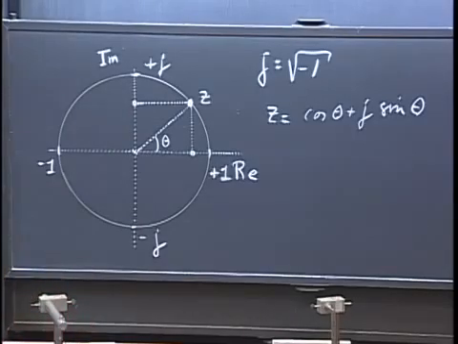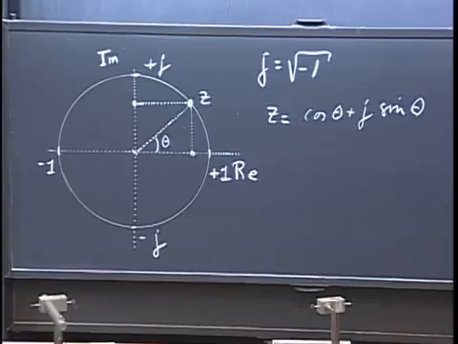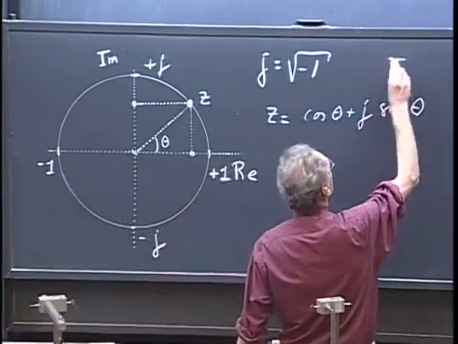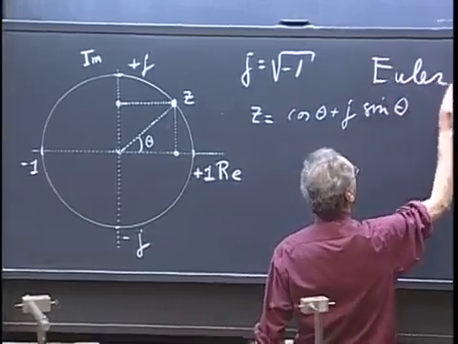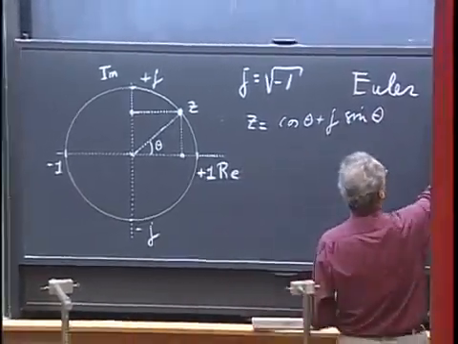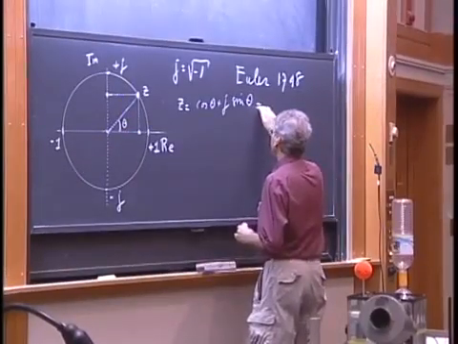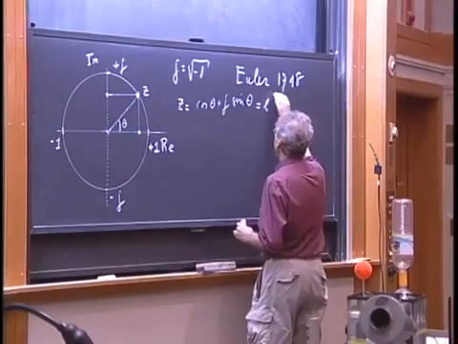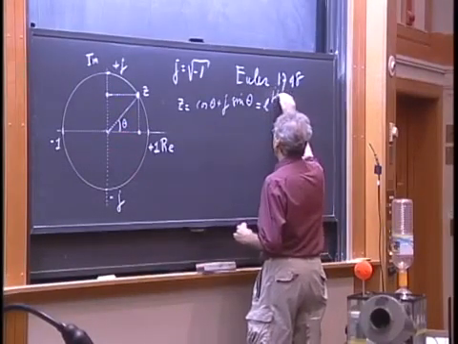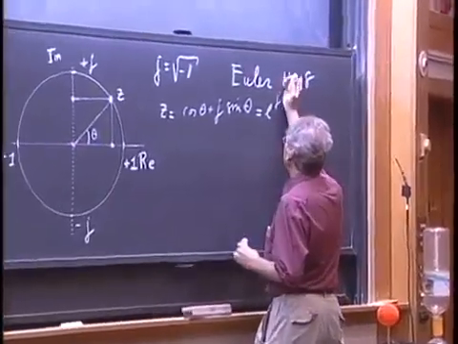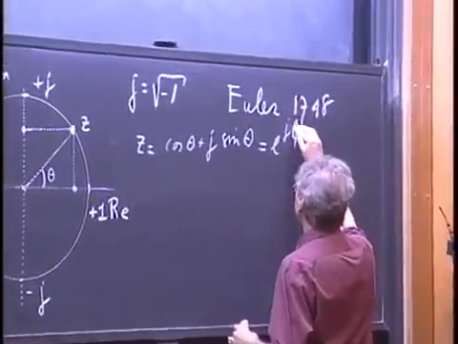And this now, according to Euler, the great mathematician Euler, after whom this disk was also named, already in 1748, he proved that this is the same as e to the power j phi. Sorry, theta. j theta.